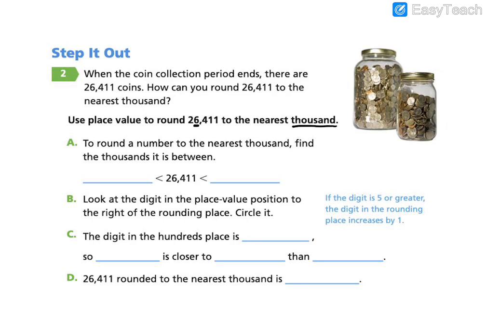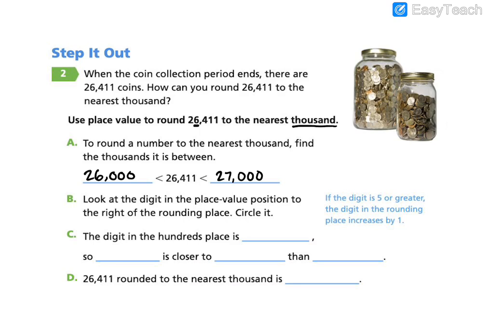Okay, so we're looking at that 6,000, but remember, when we regroup and rename, there is a total of 26,000s in this number. So let's look at A. To round a number to the nearest 1,000, find the thousands it is between. Well, it's not just 6,000, right? We underline the digit 6. It's 26,000. And then what is the greater 1,000? The one that would be up would be 27,000.